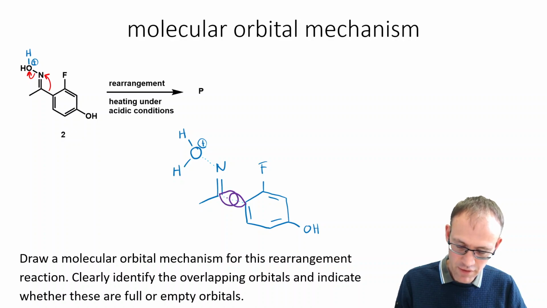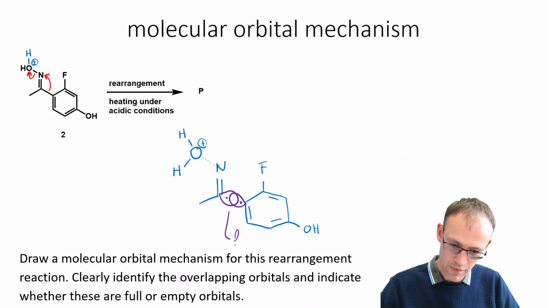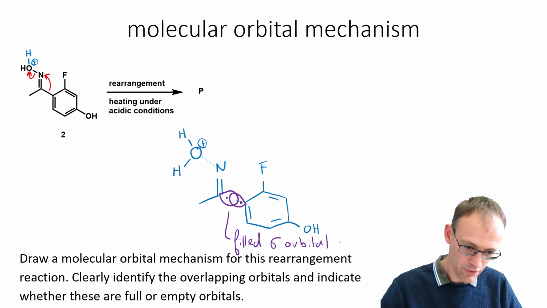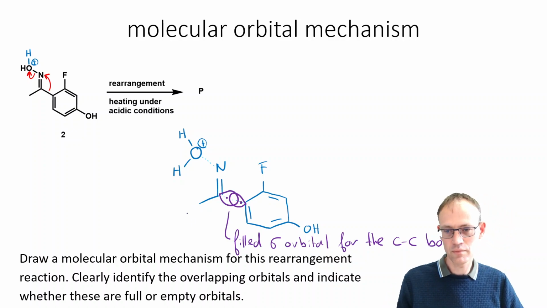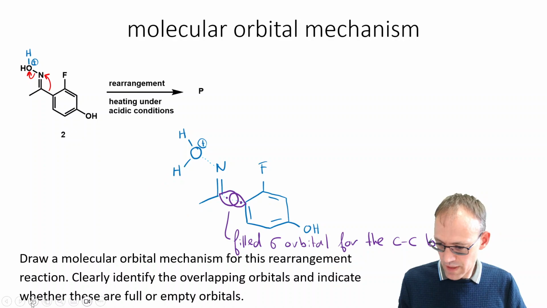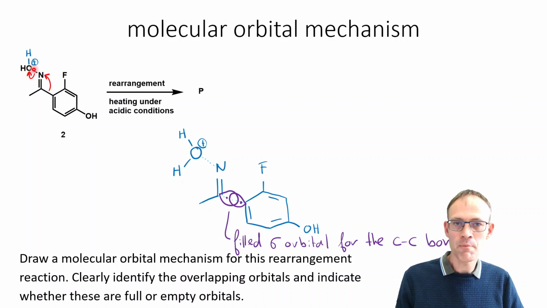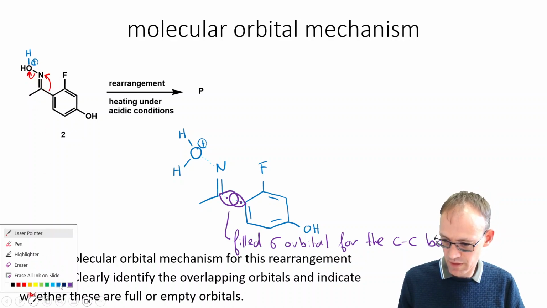I'll draw that like this. I'll draw 2 electrons in there. This is a filled sigma orbital corresponding to the C-C bond. You also see in the curly arrow mechanism that there is a bond that is going to be breaking here, and one of the ways in which you can break a bond is to fill the corresponding anti-bonding orbital, and that is what is happening in this example as well.